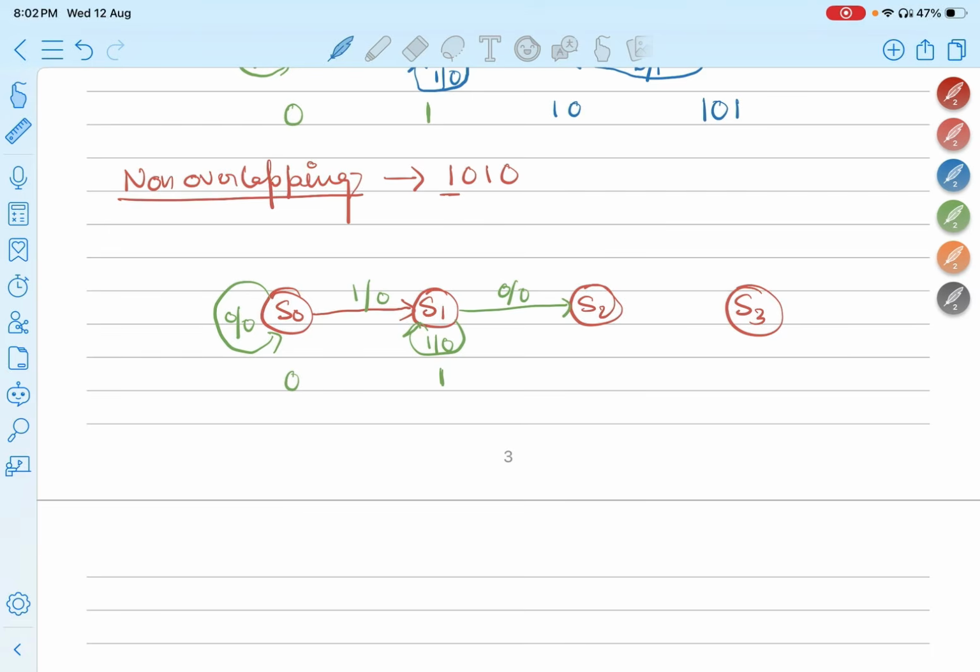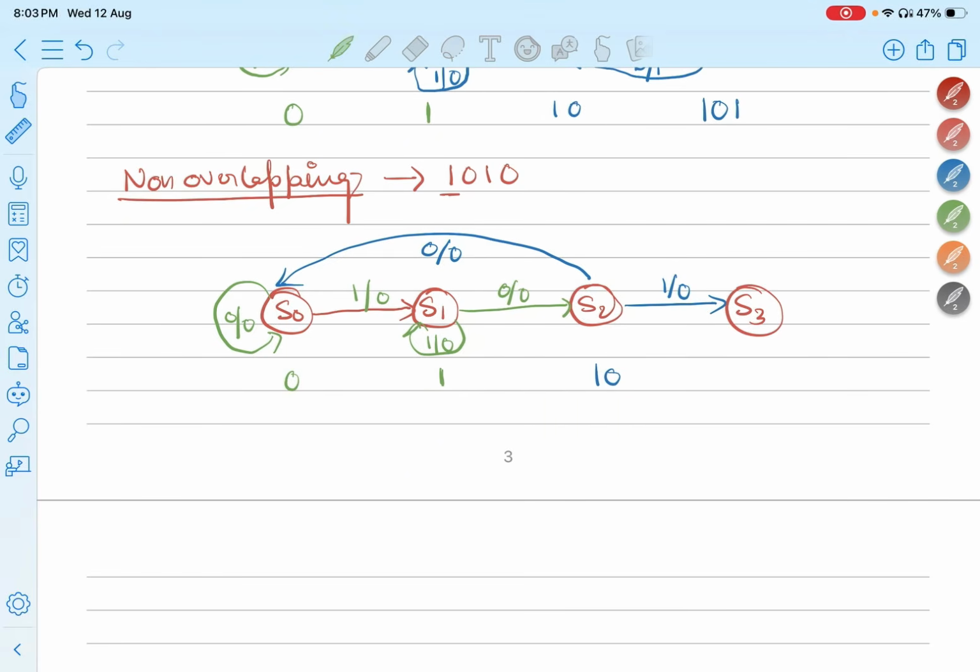Now we are at S2. It is 1 0. So at S2, either 0 or 1 can come. If 1 comes, it will move forward, 1 by 0. If 0 comes, 1 0 0. So we have to check. There is no 1 0 0. Again, yeah, here we have 0. So 0 by 0. All clear?